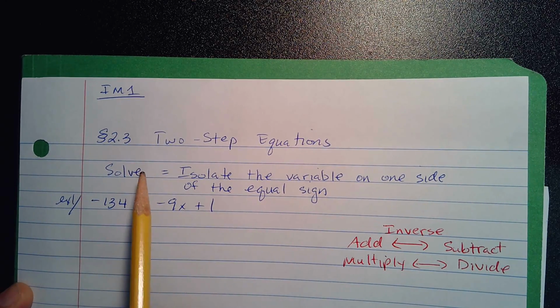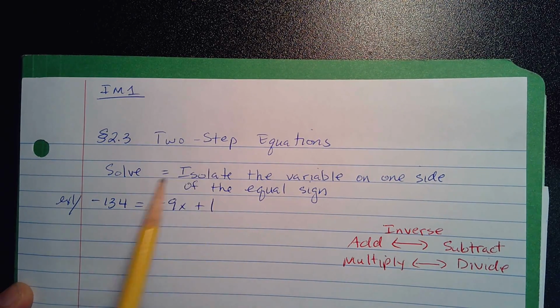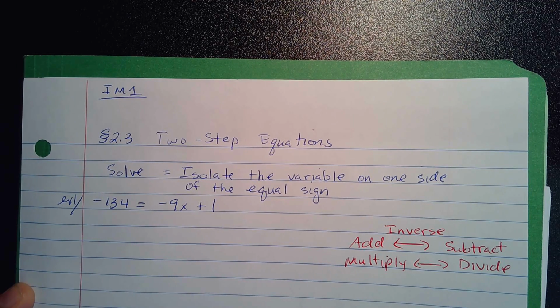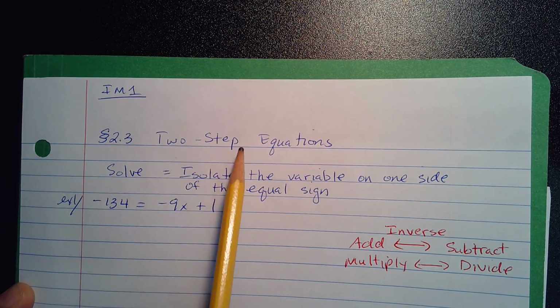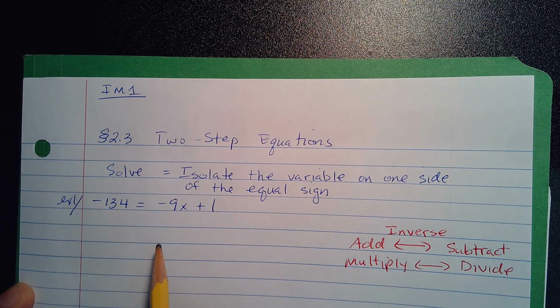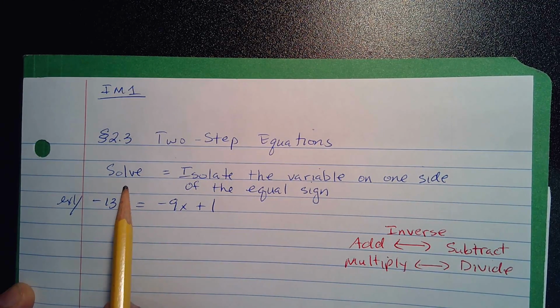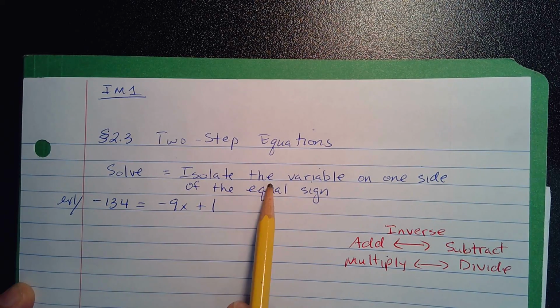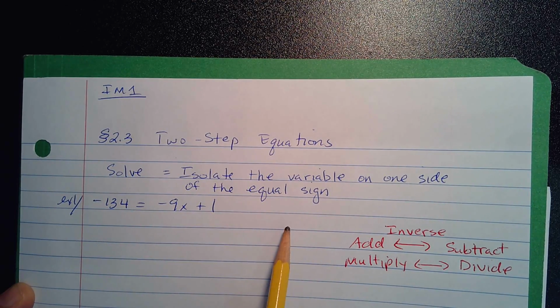Now I should have done two-step equations before I did multi-step equations. So again, two-step equations mean that it's going to take two steps to isolate the variable. The word solve means isolate the variable on one side of the equal sign.